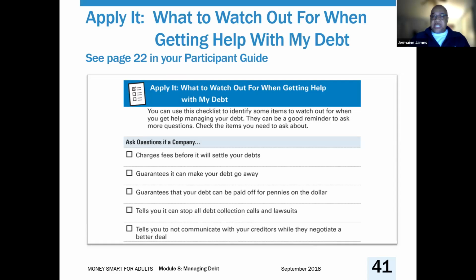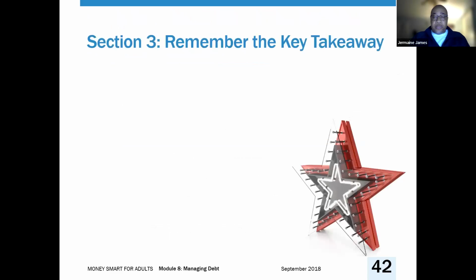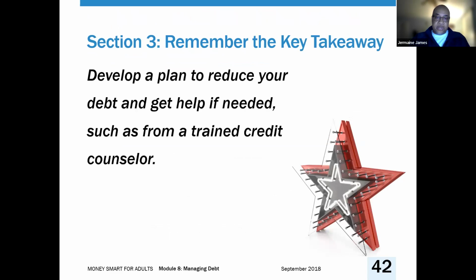Page 22 in our participant guide, what to watch out for when getting help with your debt. There's a checklist that you can use to identify some of the items to watch out for when you get help managing your debt. It can be a good reminder to ask more questions, so check the items you need to ask about. So as we conclude section 3, just remember the key takeaway: develop a plan to reduce your debt and get help if needed, such as from a trained counselor.